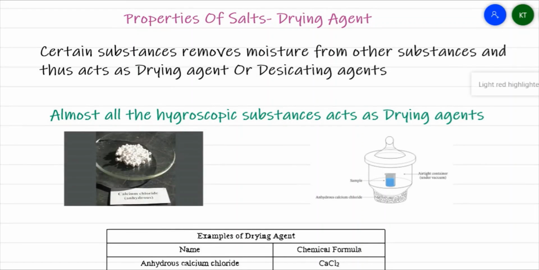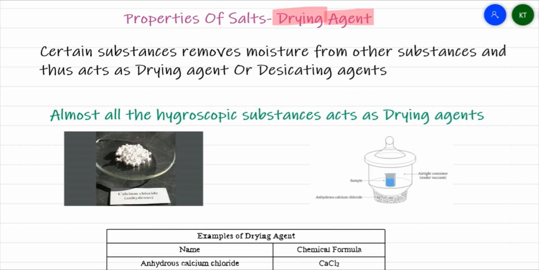Let us continue our discussion on properties of the salt. So in this video, we are going to discuss what are drying agents. As in the previous video on hygroscopy, we have studied that most of the hygroscopic substances have been used as drying agents. So the same definition applies here.